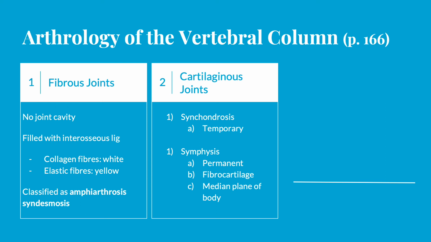Our cartilaginous joints, we've got a couple of different types: our synchondrosis and our symphysis. A synchondrosis is temporary. Those are when you are a developing skeleton still, and your symphyses are permanent. Those are made of fibrocartilage. Definitely want to know that, and know that they're most typically located in the median plane of your body. Two classic symphysis joints are your pubic symphysis as well as your intervertebral discs, technically.